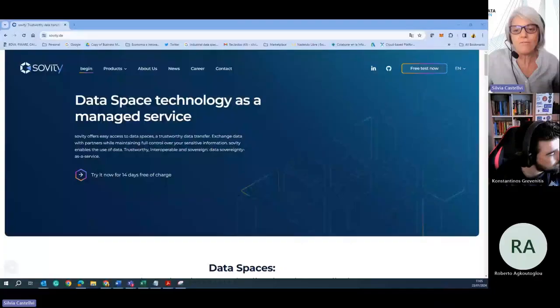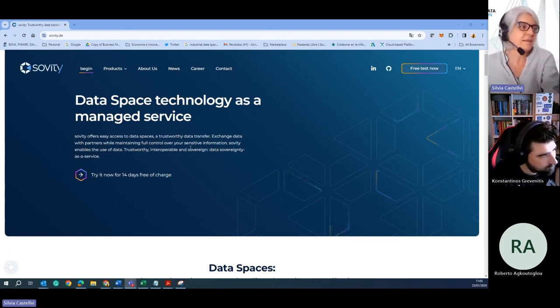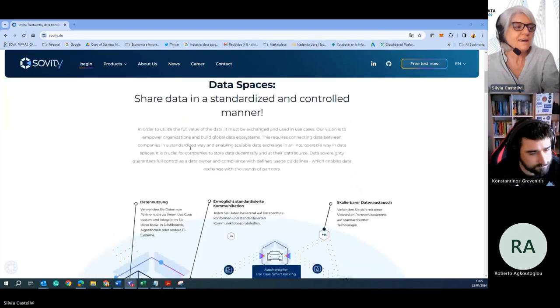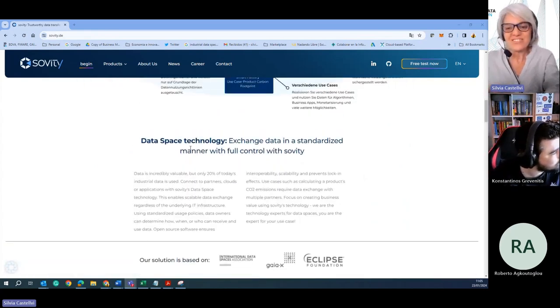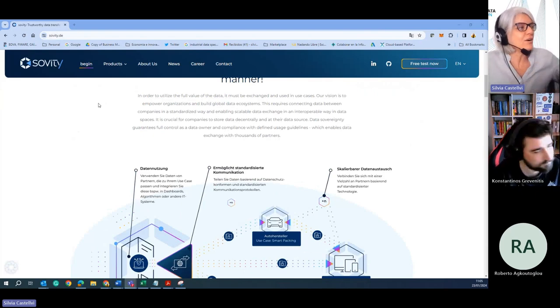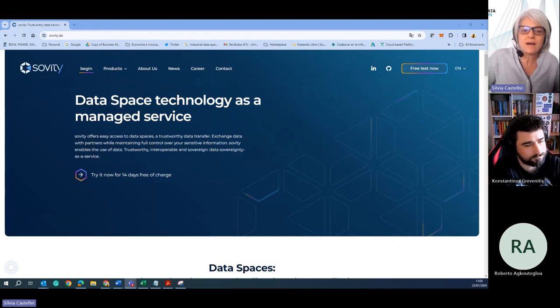But in IDSA, let me share with you, we already identified this problem. With Fraunhofer, for example, there is one startup, a spin-off from Fraunhofer, called Sobity, that is providing data spaces as a service. So you can go to the website, sorry for the promotion, but just to show you, and you can use a connector as a service for your benefit. These kinds of solutions are very useful for SMEs in order to implement and access data management in a secure and sovereign way.